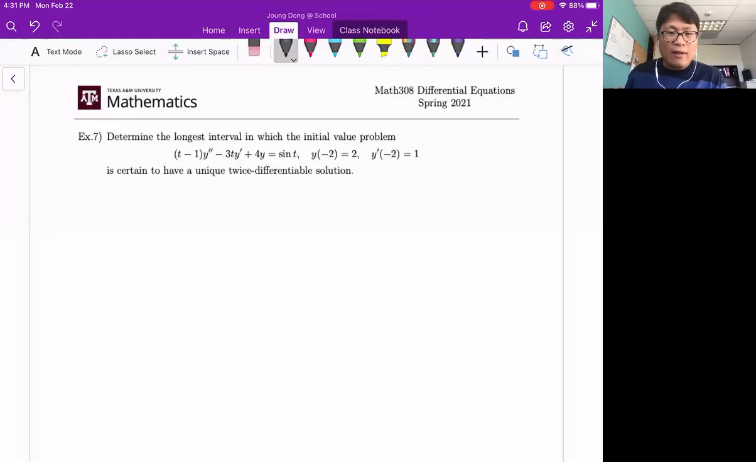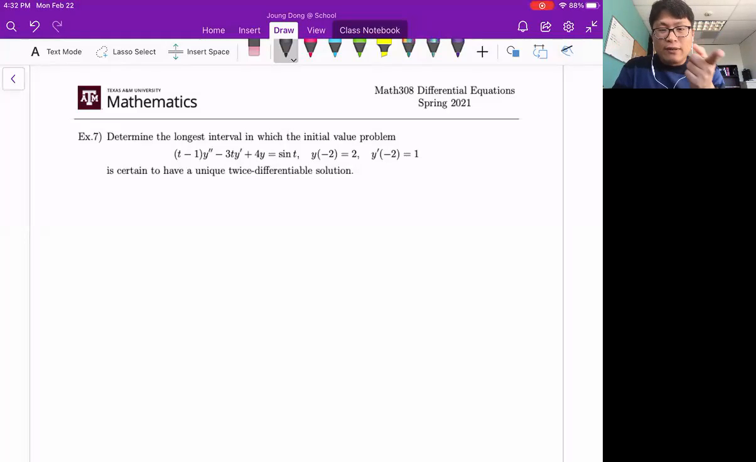Okay, let me give you another example. Look at number 7. We are talking about the existence and uniqueness of the second order linear differential equation. Look at the equation. Definitely second order. Classification is very important.